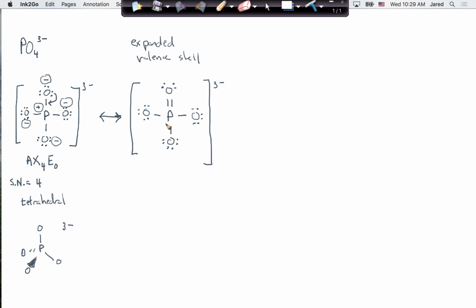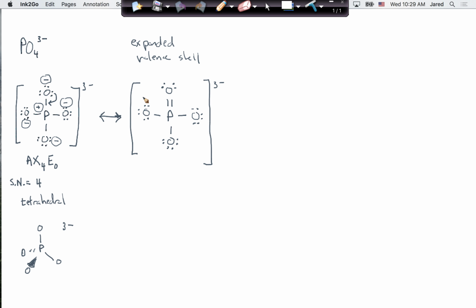And this is perfectly good for phosphorus. It's not something that we could do for oxygen because oxygen is a period 2 element. But for the period 3 elements, the third row of the periodic table and down, things like sulfur and phosphorus and chlorine and so forth, these are perfectly fine with having more than 8 electrons in an expanded shell.